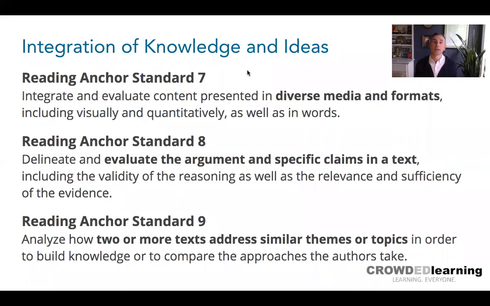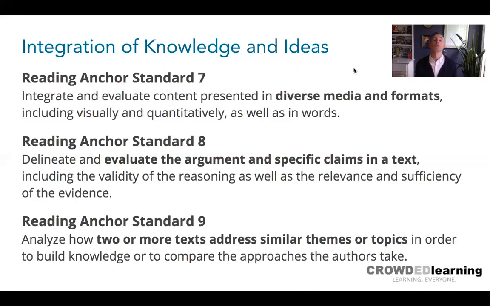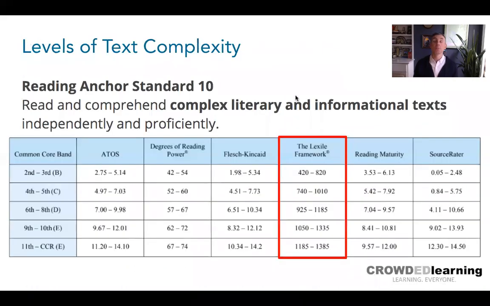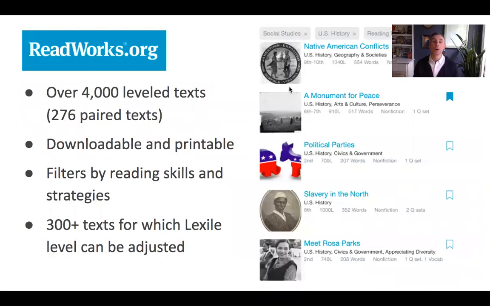And then integration of knowledge and ideas is being able to do more analysis of text. So evaluating specific claims, pulling evidence that can confirm or refute those claims, and also looking at multiple readings of the same topic to be able to do that. So reading two or more texts, which is really important, particularly when we're talking about information literacy. These are important because CommonLit and Read Theory both provide reporting organized based on those anchor standards. Also of importance, when you're assigning texts, you want to make sure they're at the appropriate level, because a student is not going to be able to comprehend a text if it's at too high a level.